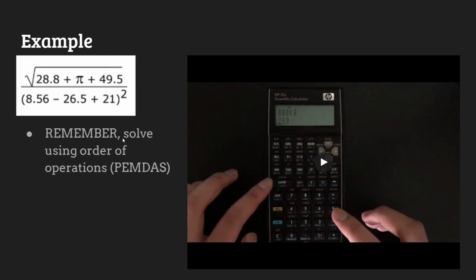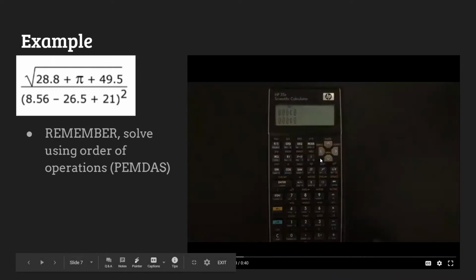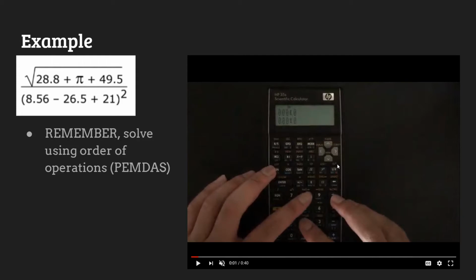Okay, another reminder to solve using order of operations and left to right and top to bottom. In this equation, I'm actually going to be working within the square root, and then once I get my result here, I'm going to square root it. Let's look at that in the video.